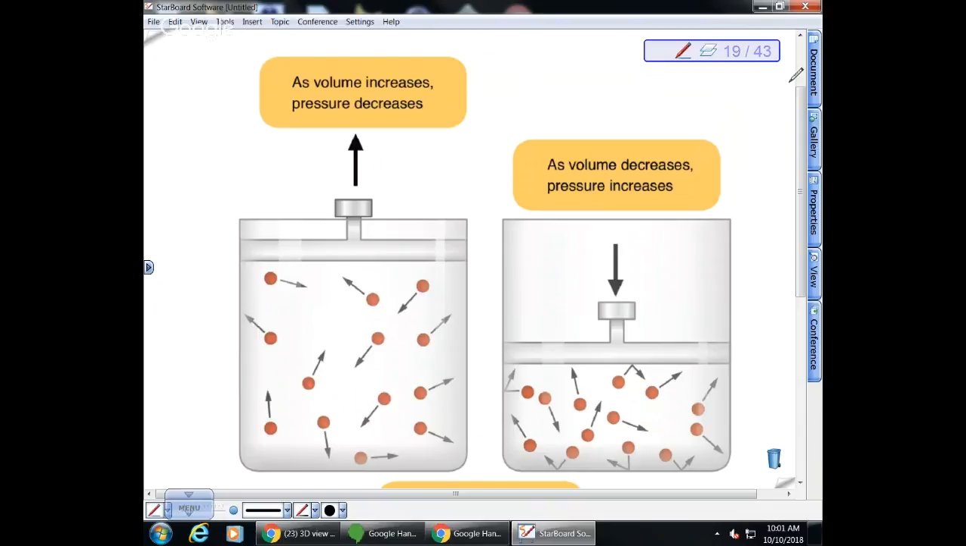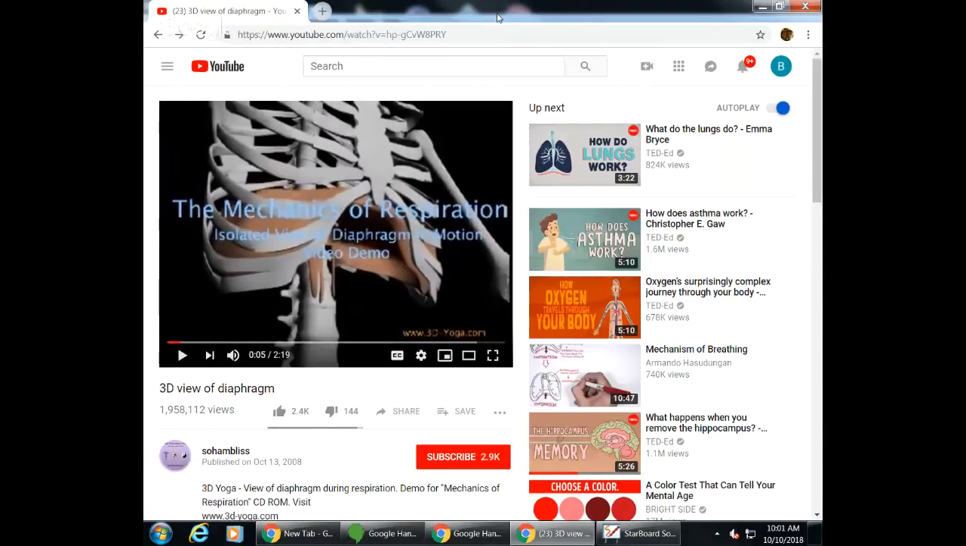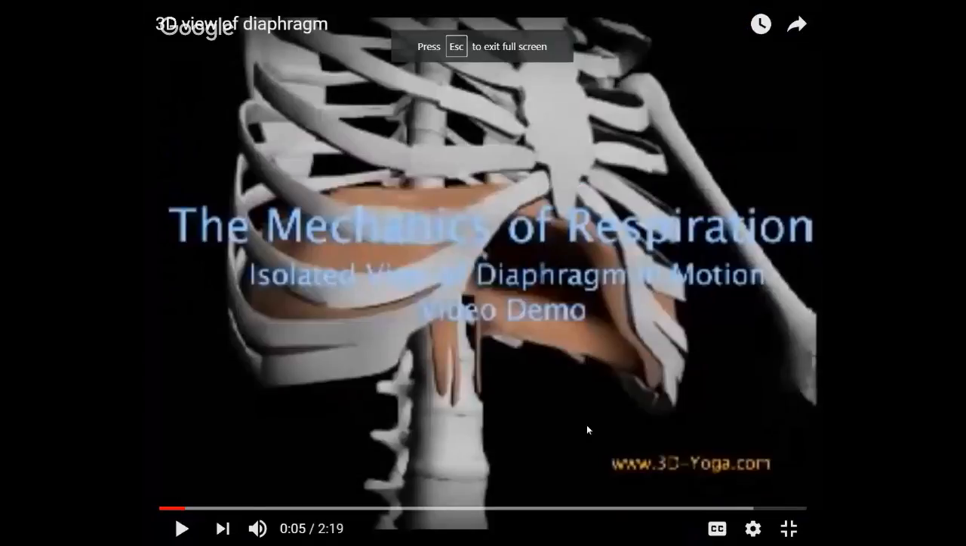And so what is it in your lungs that is changing the volume when you are inhaling and exhaling? What's changing the volume? The diaphragm, right? And so I have a little animation that shows how the diaphragm moves. You'll remember that as a muscle, when it is relaxed, it is actually dome-shaped, and when it is contracting, it actually moves down. And so it will change the volume of the lungs.